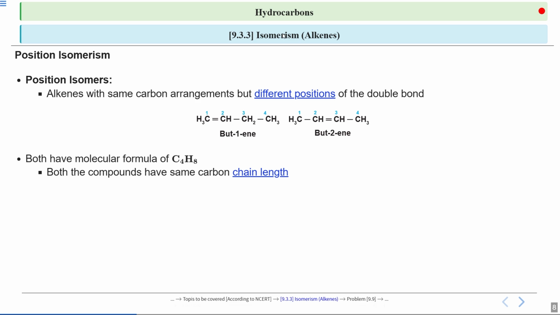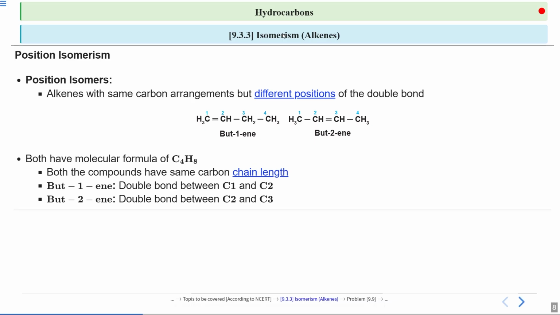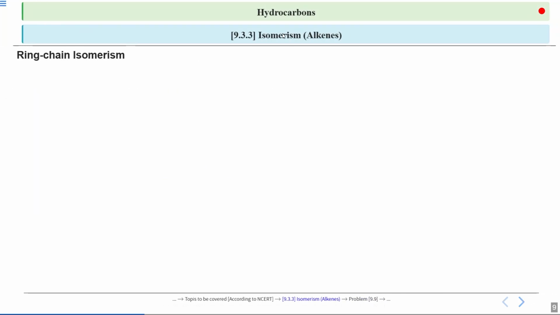Both compounds have the same carbon chain length, but in but-1-ene, the double bond is between the first carbon and the second carbon atom. So this is a clear example of how the position of the double bond can define the isomer. Whereas in the second one, which is but-2-ene, the double bond is between the second and third carbon. Therefore, it illustrates the concept of position isomers, how a simple shift in the double bond position can create different isomers of the same molecular formula C4H8.